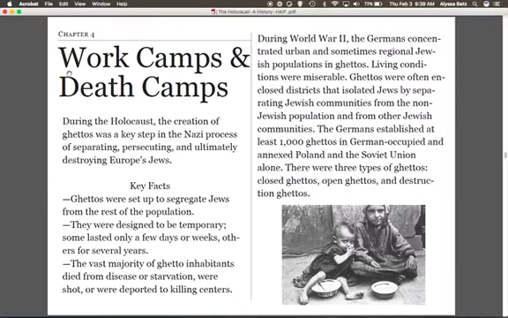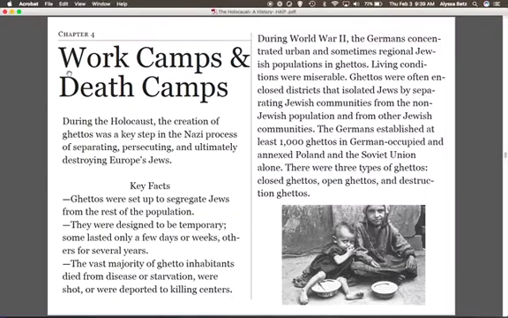During the Holocaust, the creation of the ghettos was a key step in the Nazi process of separating, persecuting, and ultimately destroying Europe's Jews. Key facts. The ghettos were set up to segregate Jews from the rest of the population. They were designed to be temporary. Some lasted only a few days or weeks, others for several years. The vast majority of ghetto inhabitants died from disease or starvation, were shot or deported to killing centers.